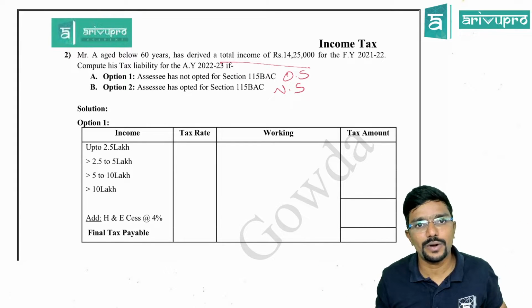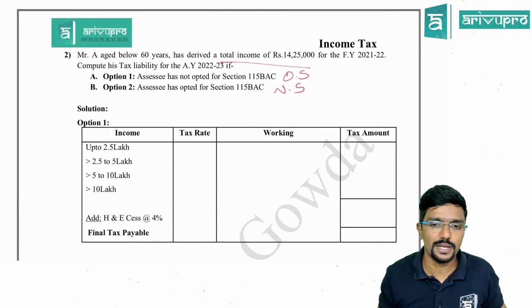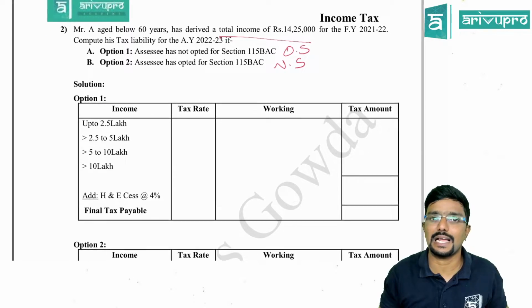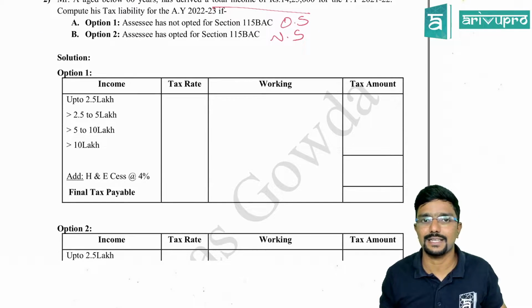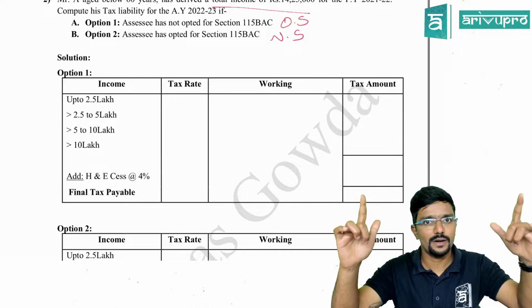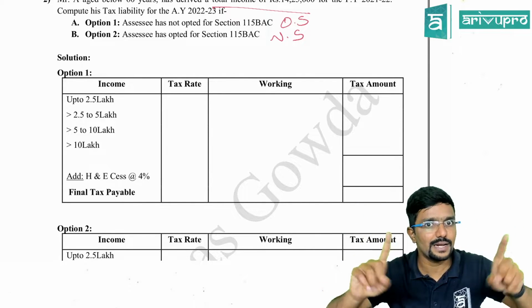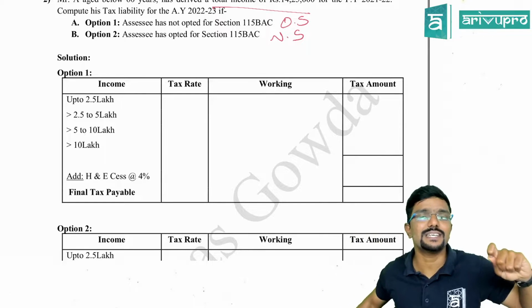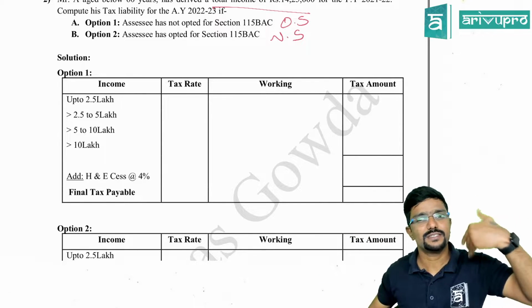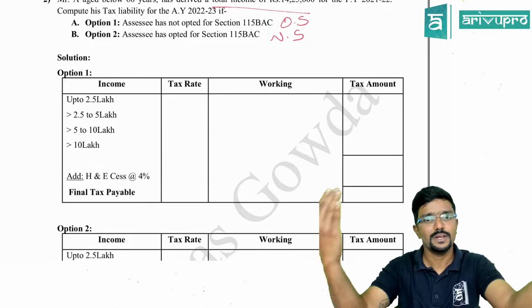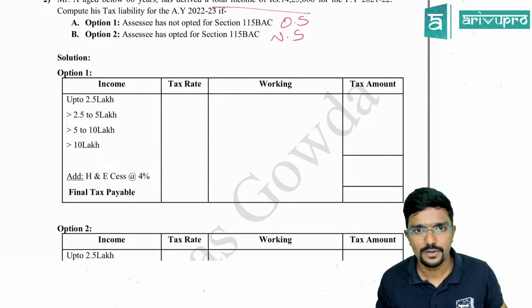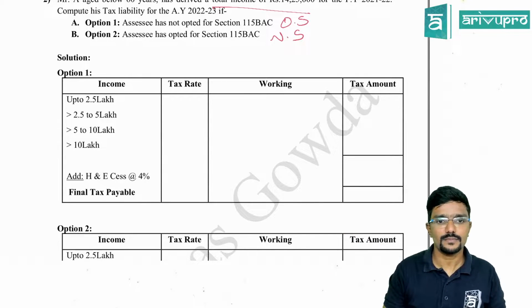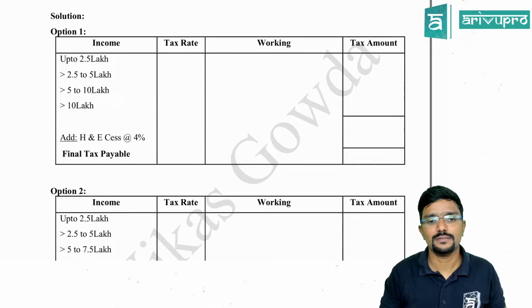What we will assume here for this question is 14,25,000 total income under both schemes, and we will calculate the tax liability. Hope you got my point. It won't be the same in reality, but only for this question, just to calculate the tax liability, we will assume that it is the same under both old and new scheme. Clear? Yes.